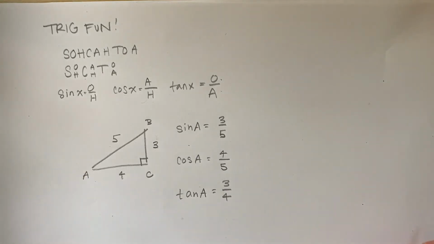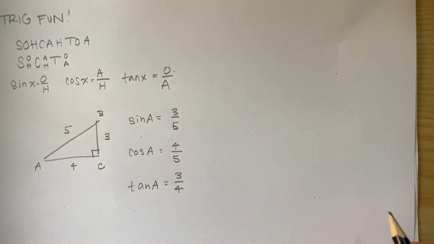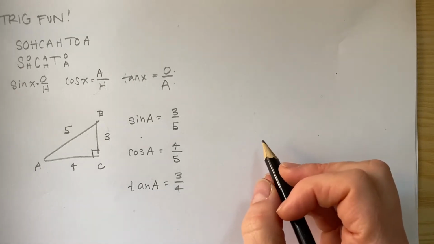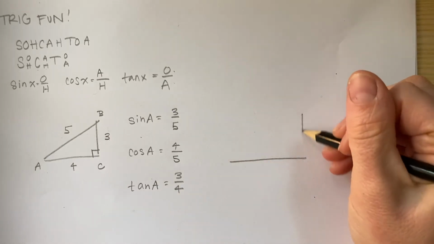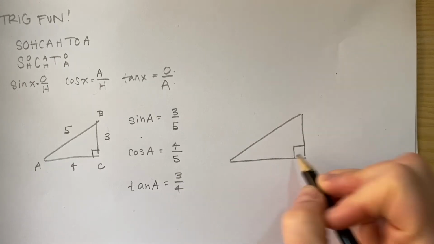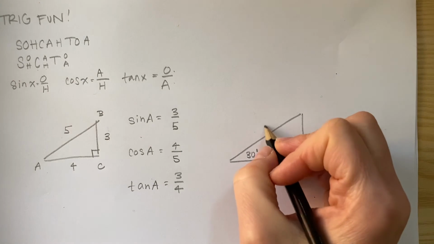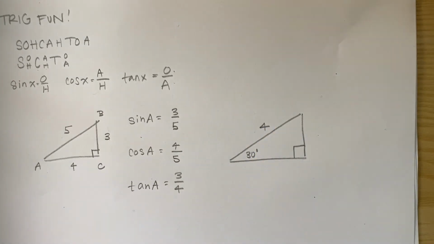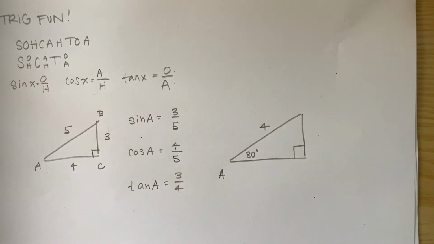You probably remember that from geometry, but we're going to make it a little bit harder and add some of the stuff we were doing last time with special right triangles. So let's say you have a triangle like this, and I tell you that this is a 30-degree angle, and it's a right triangle. And maybe I tell you that the hypotenuse is 4. Could you find the sine, cosine, and tangent of angle A? Pause the video, see what you can do.